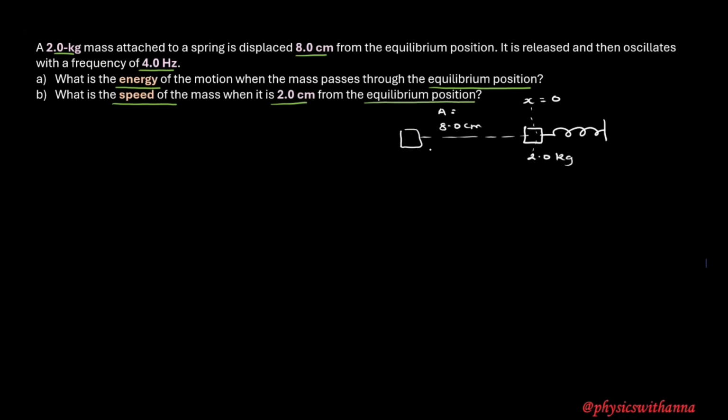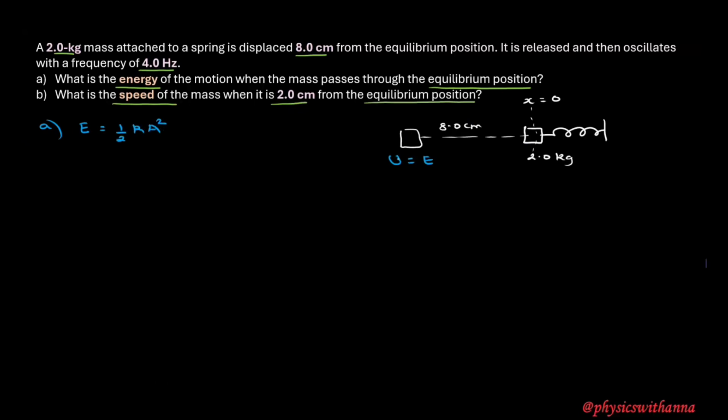We need to find what will be the energy in the spring when it comes back to equilibrium position. Now, when the spring is stretched or compressed to a maximum displacement, all of its energy is the potential energy. So we can write the energy of the spring as only potential, which is also equal to the maximum energy of the spring. And this maximum energy E can be written as half k A squared.